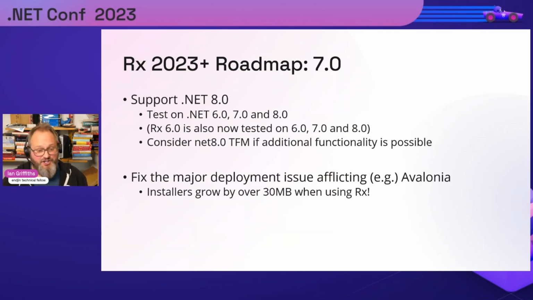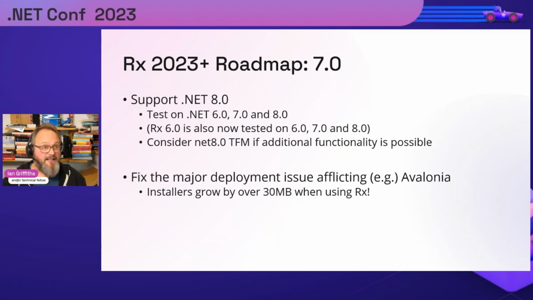But really, there's a much bigger goal for this release. We have one major, much more ambitious goal for the 7.0 release, which is to fix problems that have been afflicting certain RX users who use certain .NET deployment models. Anyone working with the Avalonia user interface framework will run into this, for example, but it can afflict anyone. The problem manifests as a sudden, huge increase in the size of an application deployment when you add a reference to RX. Your deployable files suddenly grow by 30 megabytes, which is not good.